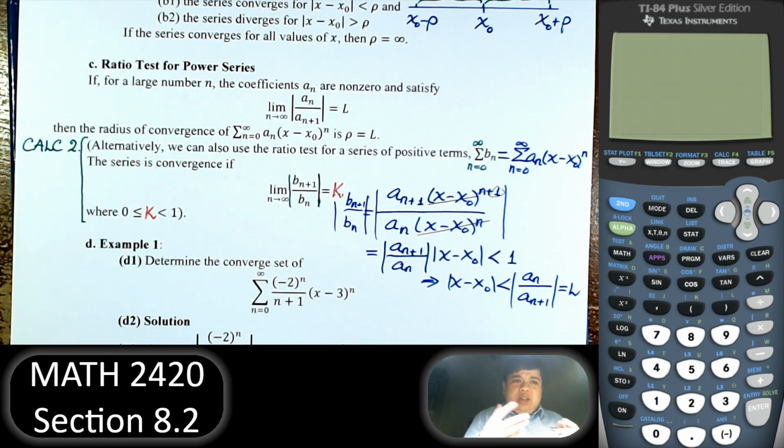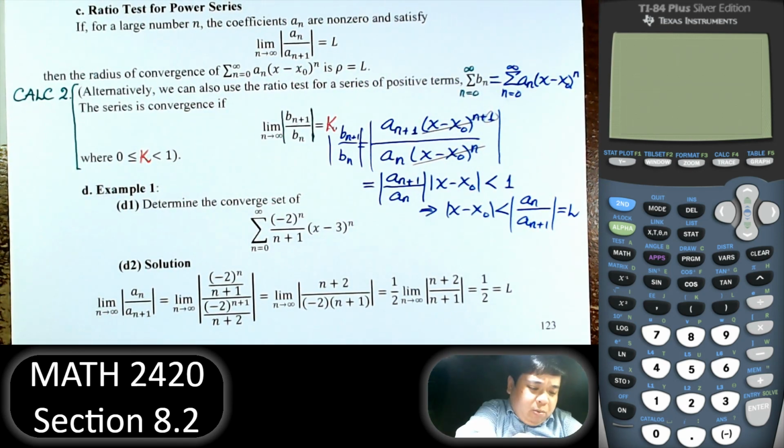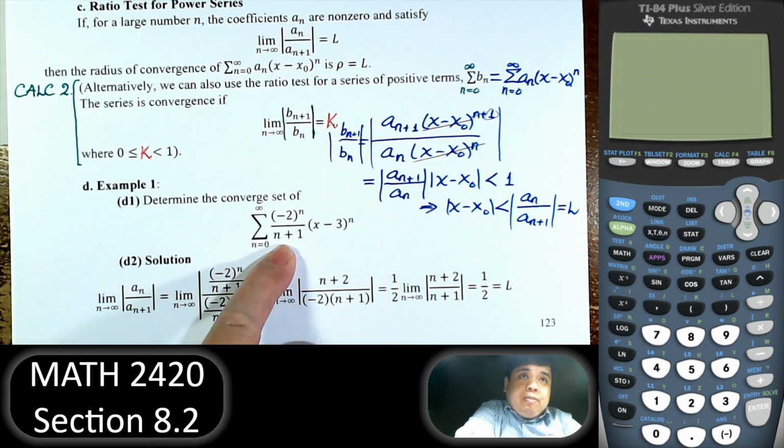Later on, if you go into engineering, I'm not sure what formula they will use, but of course when they talk about the ratio test, it could be either one of these forms. Right. The first example here, I'll try to show both of these forms. Determine the convergence set of this.